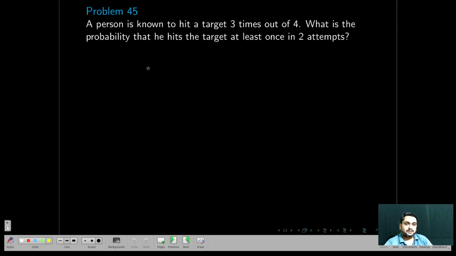Next, a person is known to hit a target 3 times out of 4. That means probability of hit is equal to 3 by 4. Then probability of miss will be equal to 1 by 4, right? 1 minus 3 by 4. What is the probability that he hits the target at least once in 2 attempts? So they have given 2 attempts. So he should hit it at least once in 2 attempts. So how will you solve this?